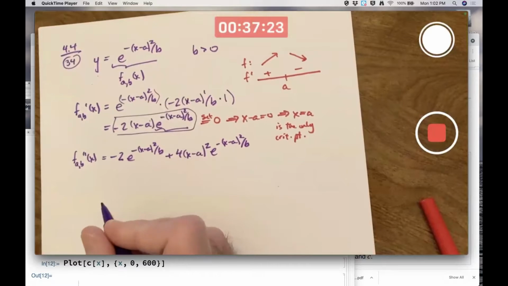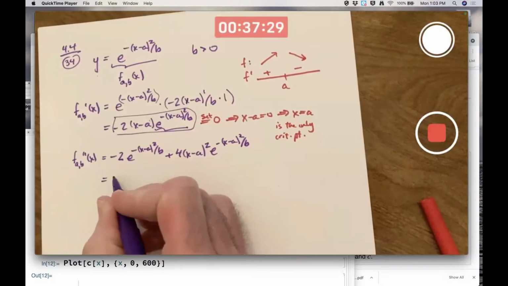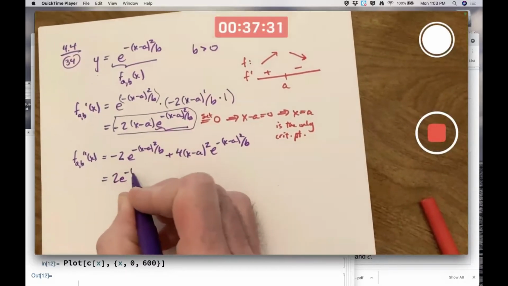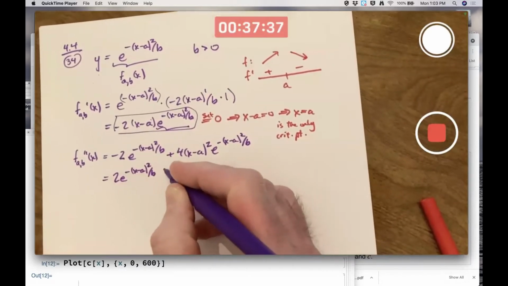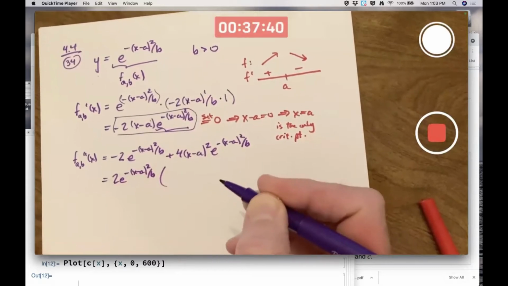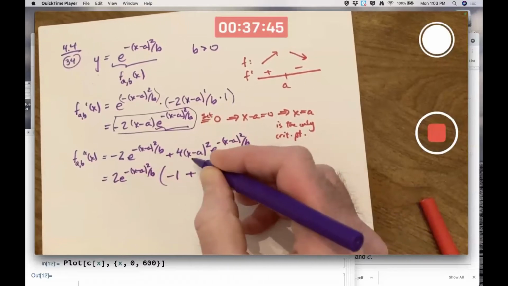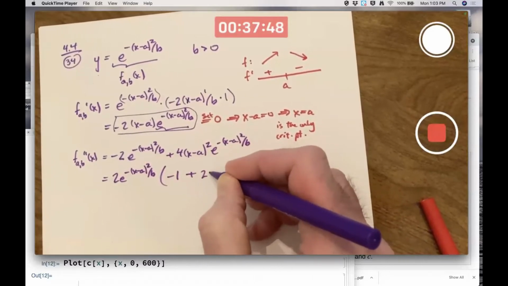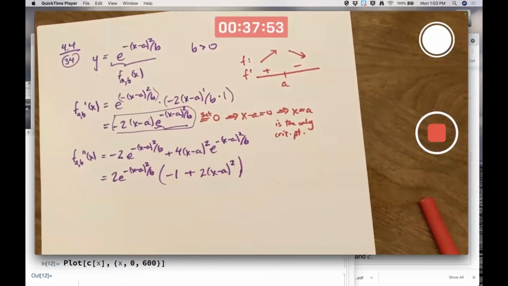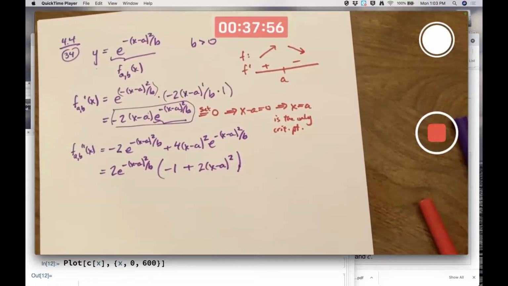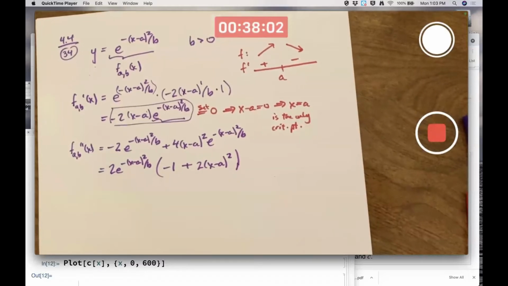To find inflection points, you figure out where this is 0. Yikes. Well, factor as much as possible. There's a common factor of 2 in each term, and there's also a common factor of e to the -x minus a squared over b. What's left over? With this one, there's a -1 left over. With this term, there's a 2 left over and x minus a quantity squared left over. If you want to double check it, you can multiply back through with the distributive property. And it does check.